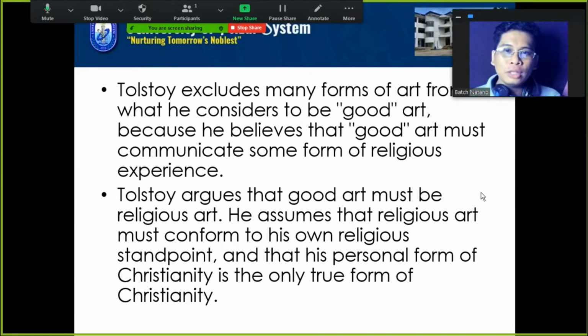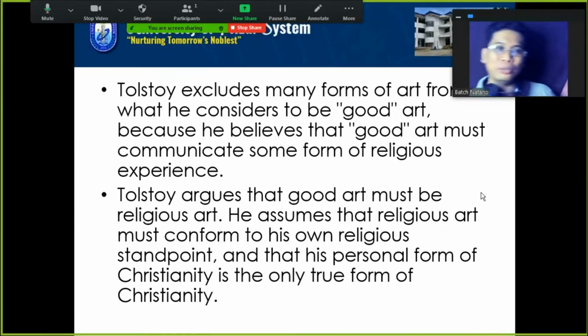Okay, so Tolstoy excludes many forms of art from what he considers to be good art because he believes that good art must communicate some form of religious experience. Na-mention ko na yan kanina. Tolstoy argues that good art must be religious art. Oh, kung gusto mo talaga ng moral values, edi religious art ka na. He assumes that religious art must conform to his own religious standpoint and that his personal form of Christianity is the only true form of Christianity.